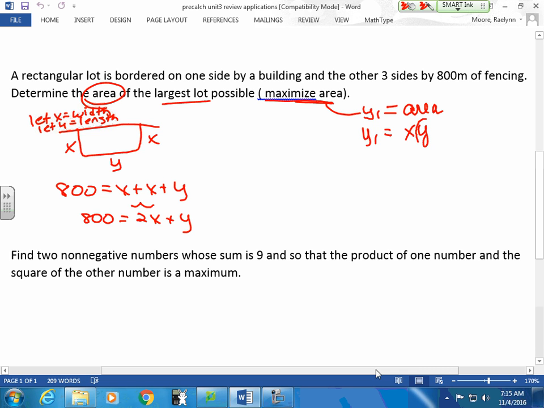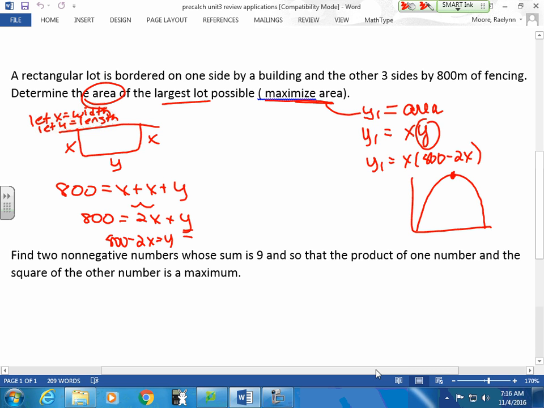Now we need to replace this Y. So we come over here, we subtract the 2X, and we can substitute out Y. Now, take a minute here. When I distribute this, this gives me negative 2X squared. What's that going to give me? A parabola that opens down. And don't I want the maximum point? I want my parabola to open down. I want this to be my maximum point.